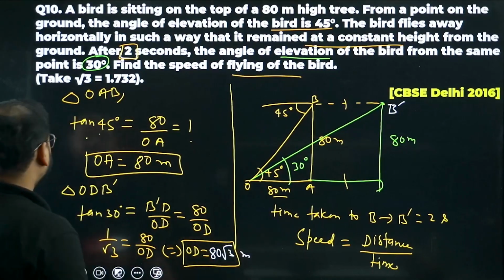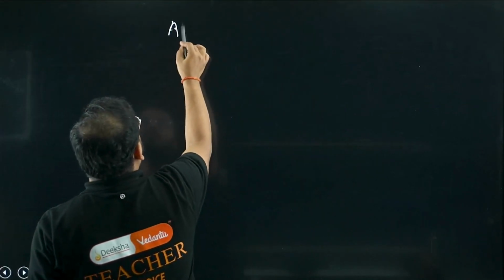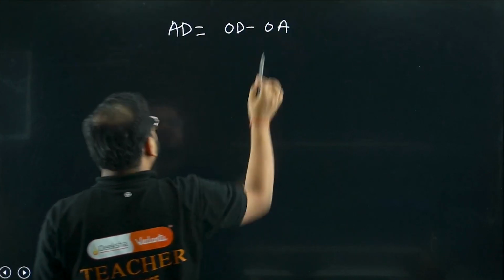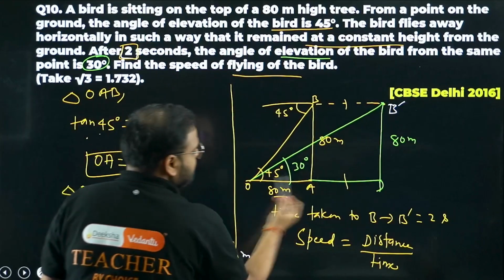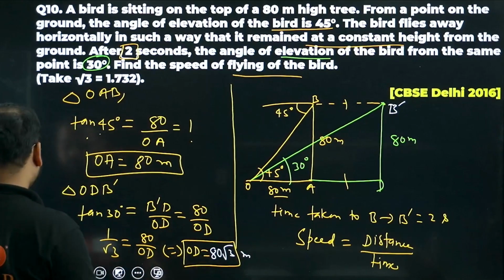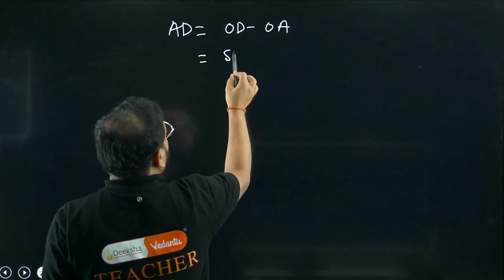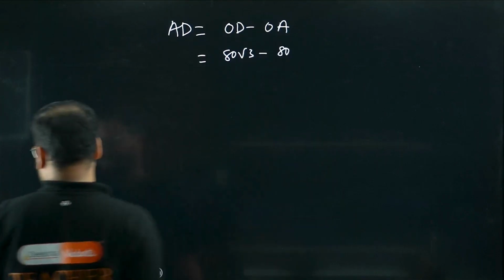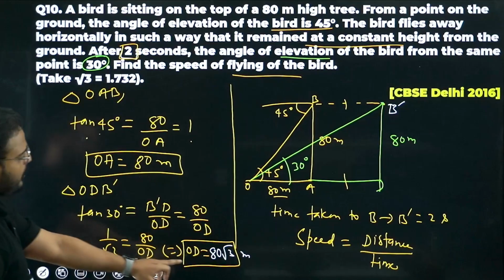So we are looking for what value? AD, right? Check out here. Looking for the value AD. How much is that going to be? OD minus OA. Please check. AD is OD minus OA. How much is the OD? 80 root 3. 80 root 3 minus, how much is that, sir? OA is simply 80. OA is 80, OD is 80 root 3.